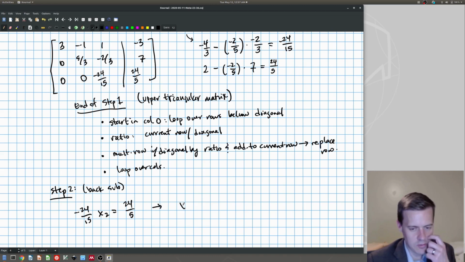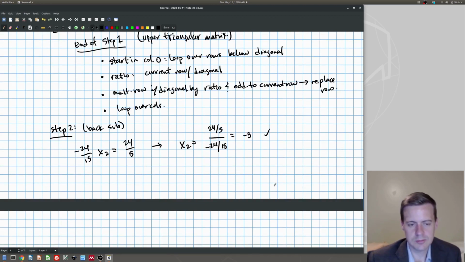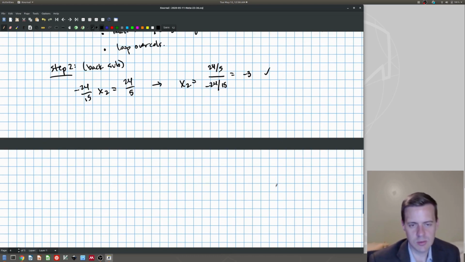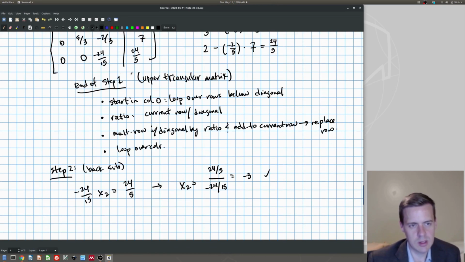So now we can solve for x2, which is going to equal 24 over 5 divided by minus 24 over 15. And if I'm not mistaken, that gives us minus 3. So we've solved for x2. What's our next one? I don't want to lose my thing. I'll write it right here, and then we'll scroll down.